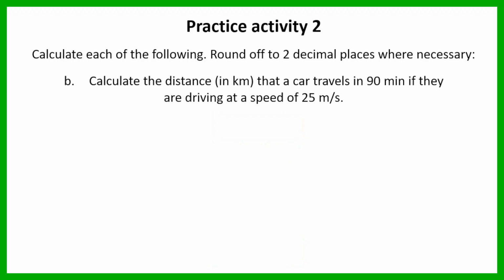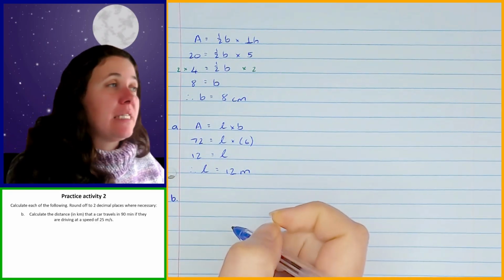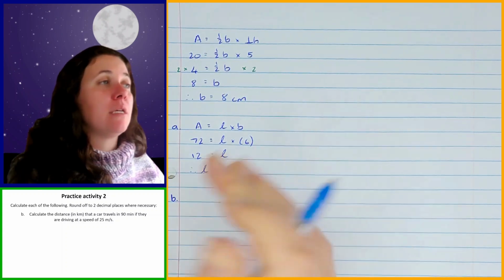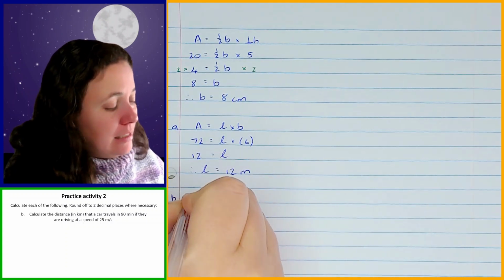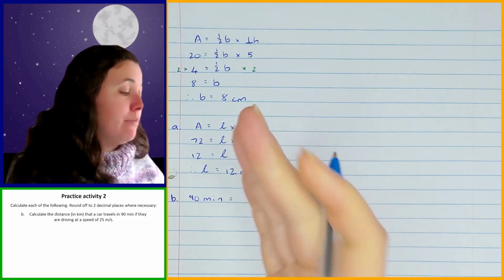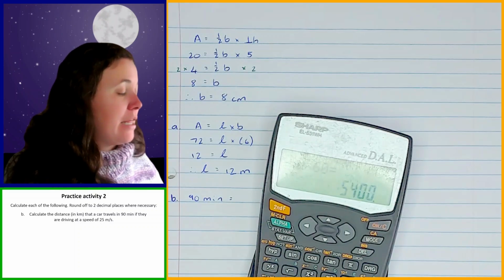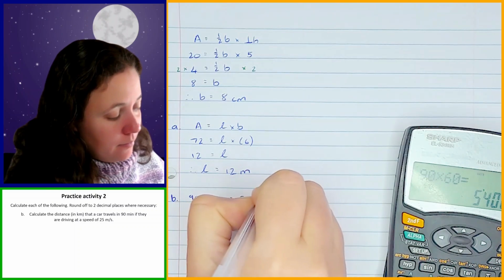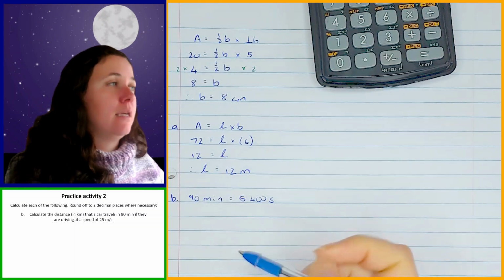Okay, so let's go through how you should have done that question. So first of all, to work this out, like I said, I'm going to convert my time to seconds first because the speed is in meters per second. So 90 minutes is the same as... now to convert from minutes to seconds, I'm going to multiply by 60. So it's 90 times 60, that's 5,400 seconds.